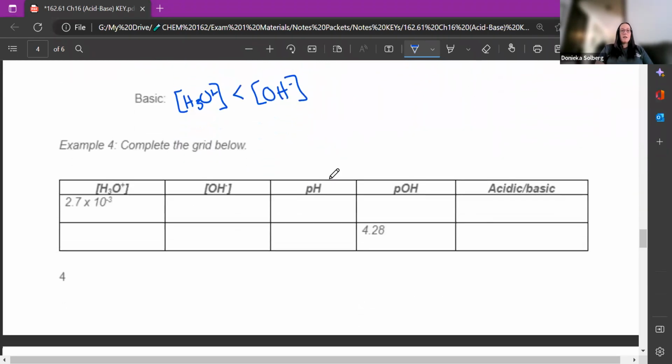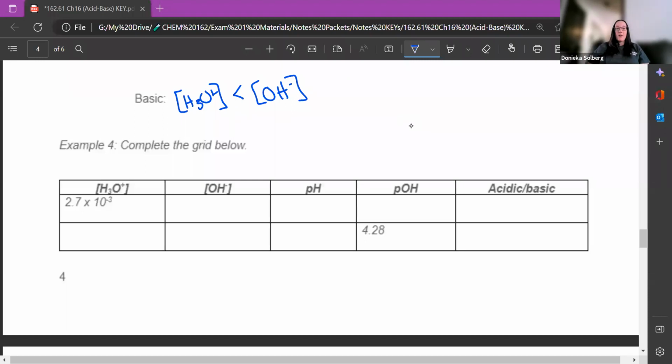All right, so I am going to show you how to do these. To fill in these tables, you will absolutely have a table like this in the future on your homework and potentially on your exam. Okay, so anytime you have a concentration, to get to the pH or the pOH, you take the negative log. So if I give you the H3O plus concentration, which is really the same as the H plus concentration, I can take the negative log of that to get this. So if I take the negative log of 2.7 times 10 to the negative third, I'm going to get 2.57.